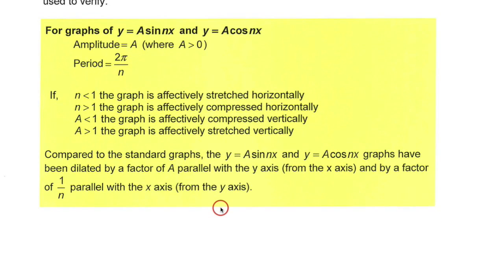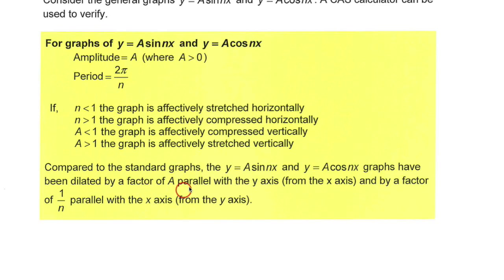The way that we describe the effect of this is that we say a is a dilation factor of a parallel with the y-axis, that is, from the x-axis. So in other words, we take every y value of the points and multiply it by a. And we say that we also have a 1 on n parallel with the x-axis. So in other words, what we're doing there, guys, is taking the x value of every point on the original graph and multiplying it by 1 on n.